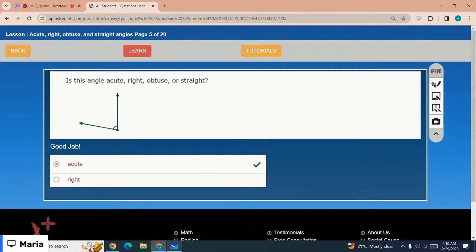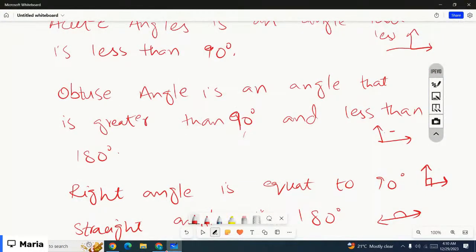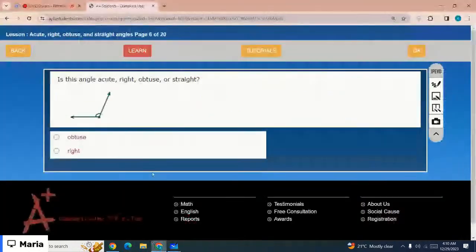If it is a right angle, keep this sign in your mind. This one. If this is a right angle, it looks like this. You have a sign like this, right? So this is not the right angle. That is the acute angle. Less than 90 it is.